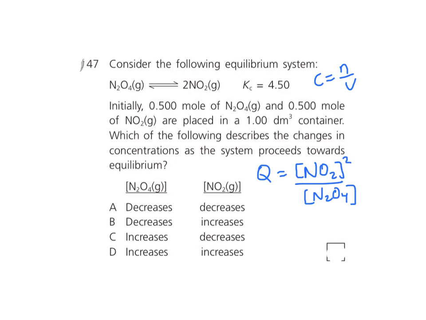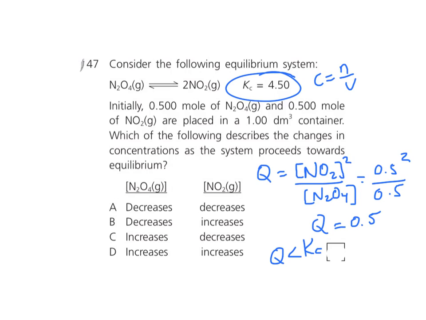If we calculate Q, we can compare it to Kc to decide the direction the reaction will go to reach equilibrium. So 0.5 squared over 0.5, Q is equal to 0.5. But Kc was 4.5. So Q is less than Kc, which means the reaction has to go in the forward direction. When Q is less than K, we go forwards, and that means the reactant N2O4 will decrease in concentration, but NO2 will increase. So N2O4 decreases and NO2 increases. Choice B is the best answer.